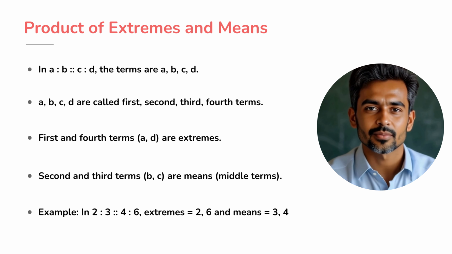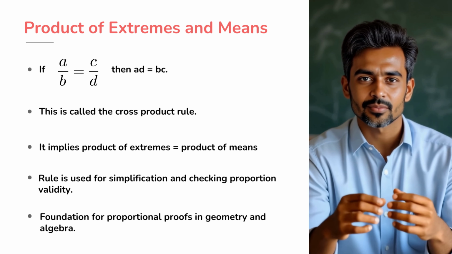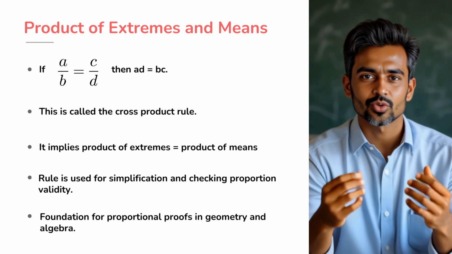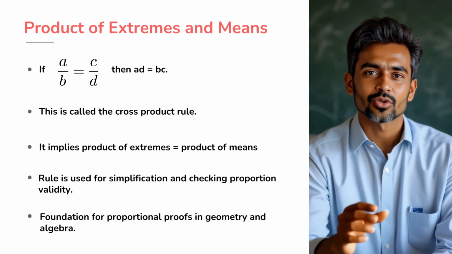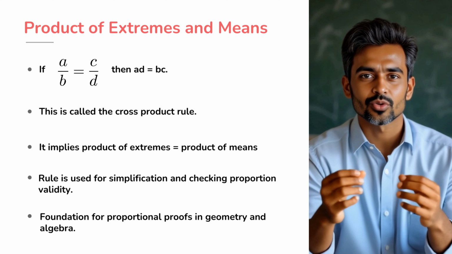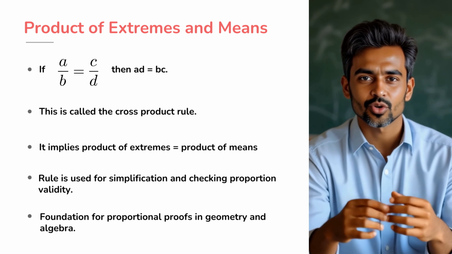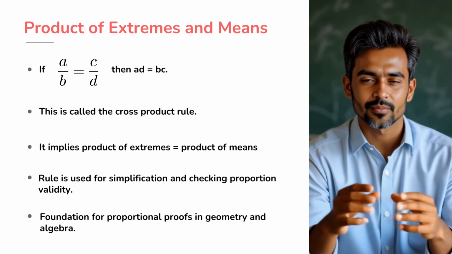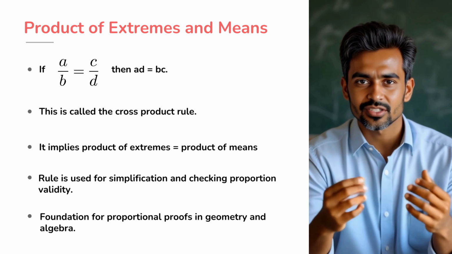If a divided by b equals c divided by d, then cross multiplying gives us a times d equals b times c. This is called the cross product rule. It simply means that the product of the extremes is equal to the product of the means. For example, in 2, 3, 4, 6, we have 2 times 6 equals 12 and 3 times 4 also equals 12. Balance achieved. This rule is not just a trick, it's the foundation for solving proportion problems in both algebra and geometry.